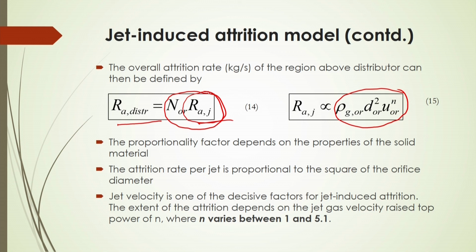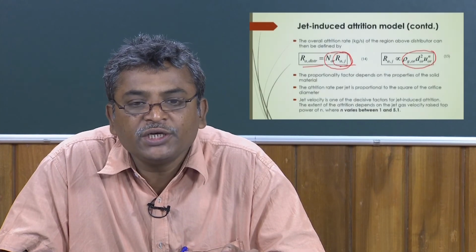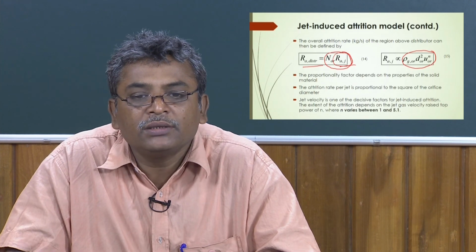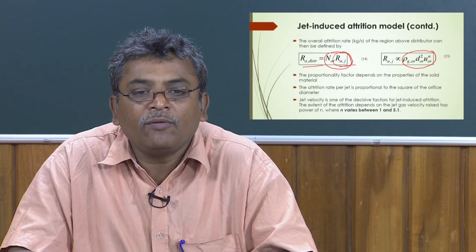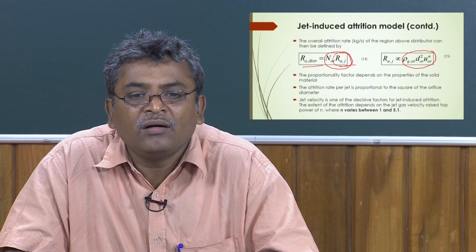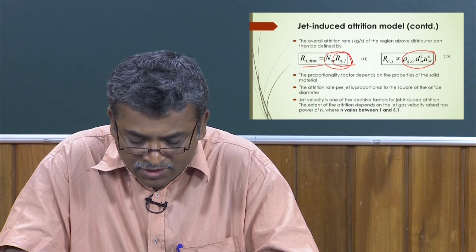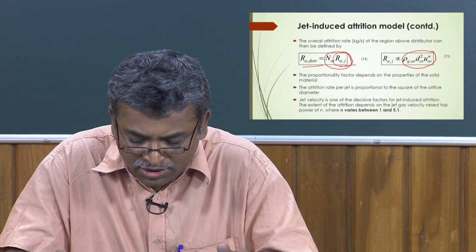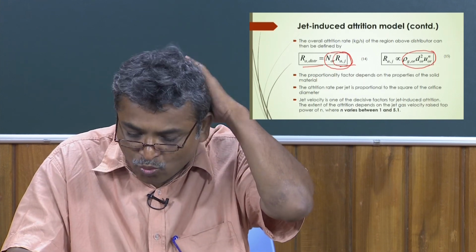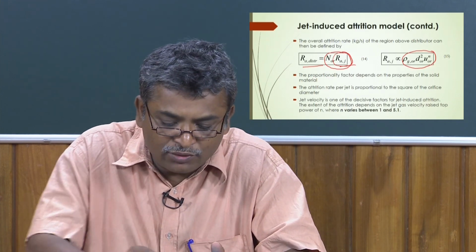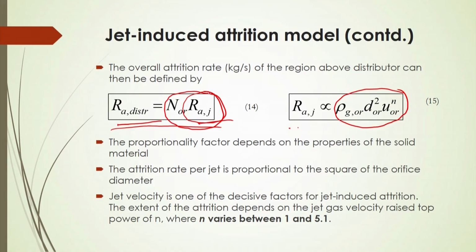The extent of the attrition depends on the jet gas velocity raised to the power n, where n varies between 1 and 5.1. In this way you can calculate, predict or interpret the overall attrition rate of the region above the distributor. The only thing you have to know is the number of holes and R_AJ.